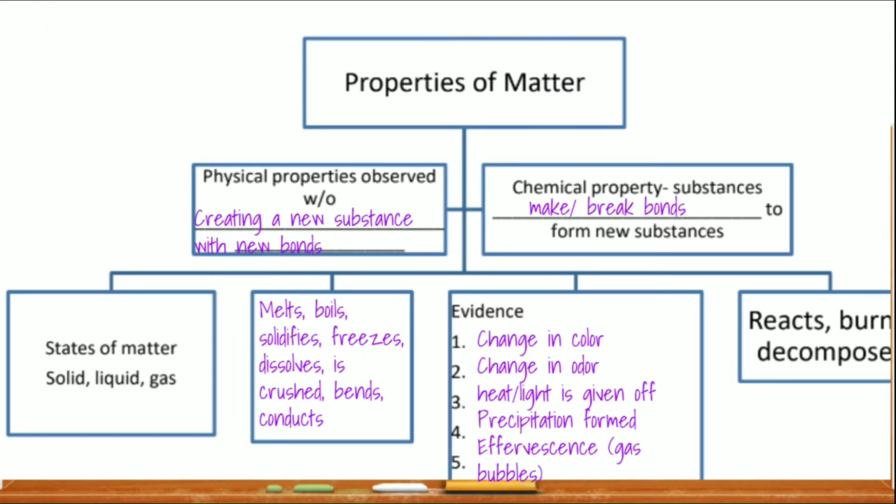But since testing properties such as melting point, boiling point, density, electrical conductivity, and solubility in water can take a long time, we have 5 evidences that we'll look at that are good indicators that a chemical change has likely occurred. Those include a change in color, a change in odor, heat and light being given off, a precipitate being formed, or effervescence, which is the production of gaseous bubbles. Some keywords that indicate that a chemical change has occurred include reacts, burns, and decomposes.